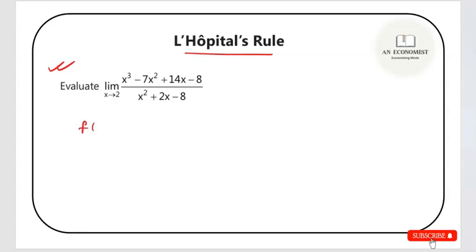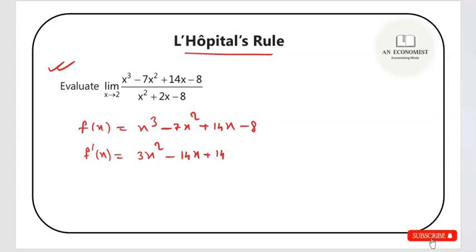So again, the process that I have shown you in the previous video, just apply that. Consider this. So what will be f prime x? F prime x will be 3x squared. If you know the rules of differentiation, this will be easy for you. Again consider g x as the denominator, 2x minus 8. So calculate g prime x, that will be 2x plus 2, right?